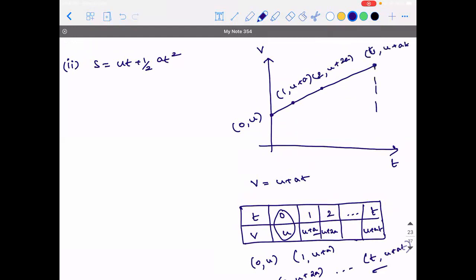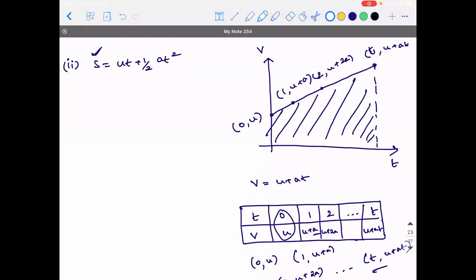So when I drop a perpendicular, what is our interest of study here? You need to find the displacement. If a velocity time graph is given and you're asked to calculate the displacement, how will you do it? Area. Yes, calculate the area under this curve, then that area is going to be the displacement.